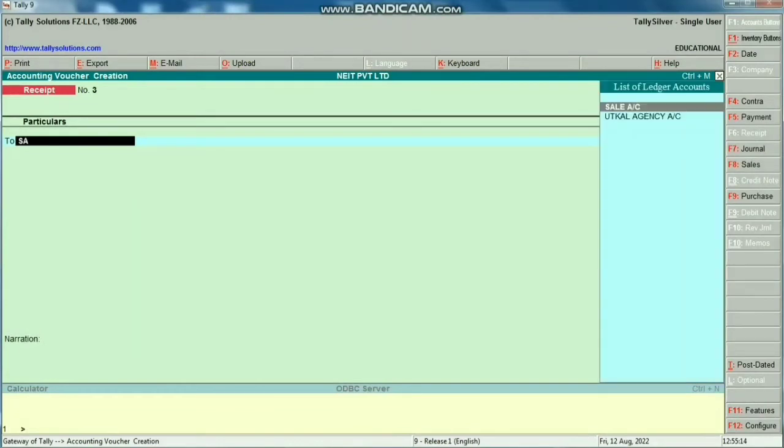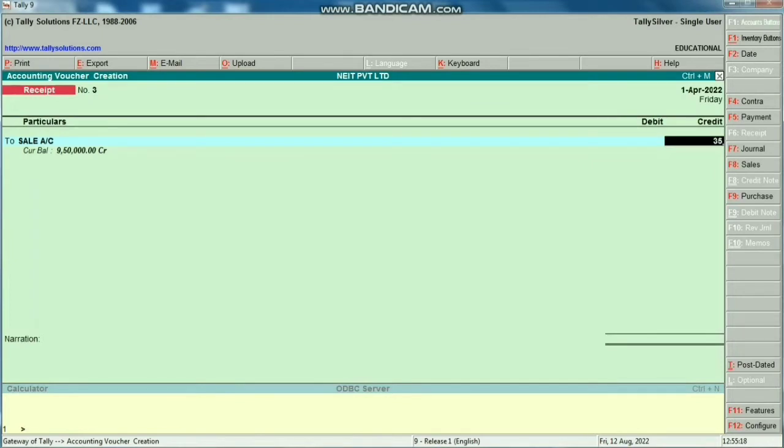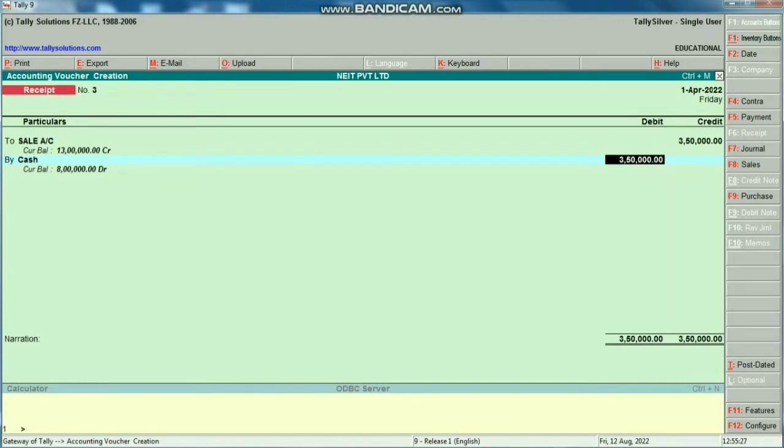Because of the rule of a real account, what comes in? Cash account is an example of a real account. So as per the rule of a real account, what comes in becomes a debit. So that is why the cash account becomes a debit of 2 lakhs. And the same process we have to follow.